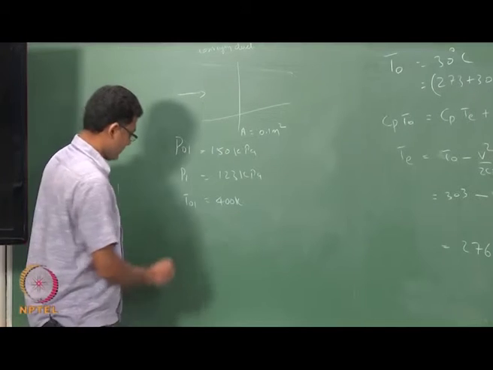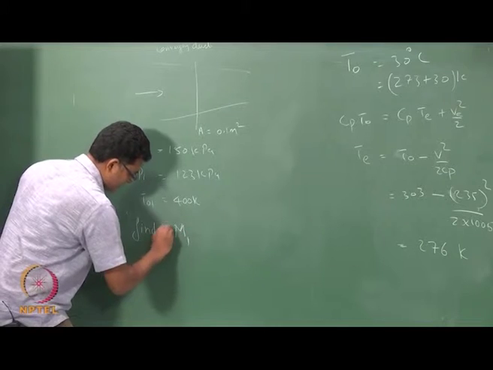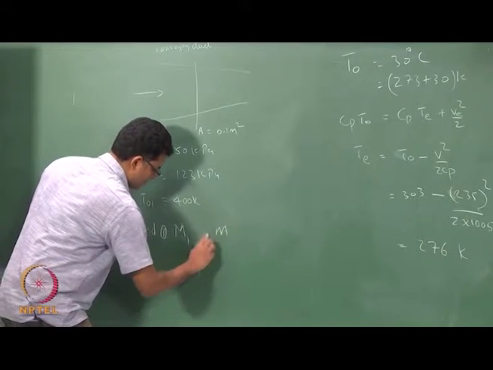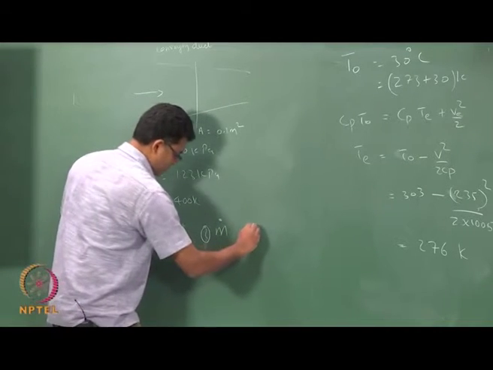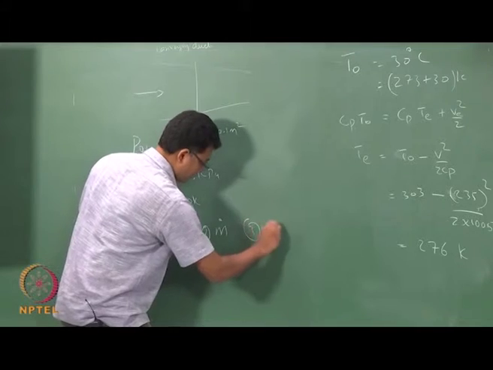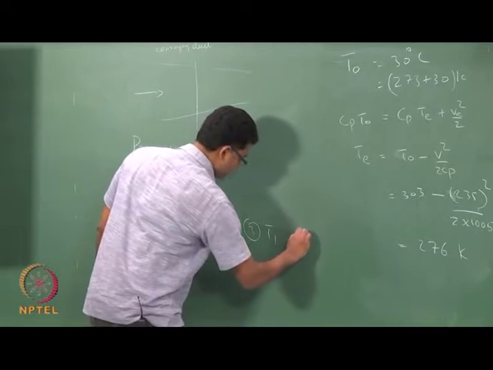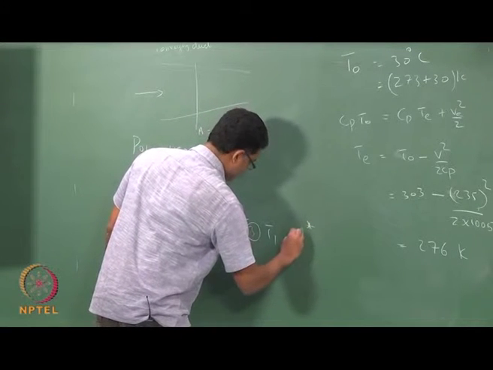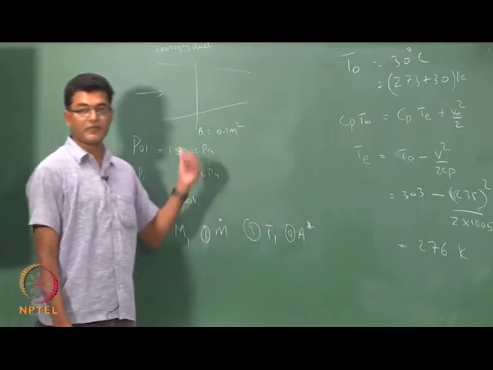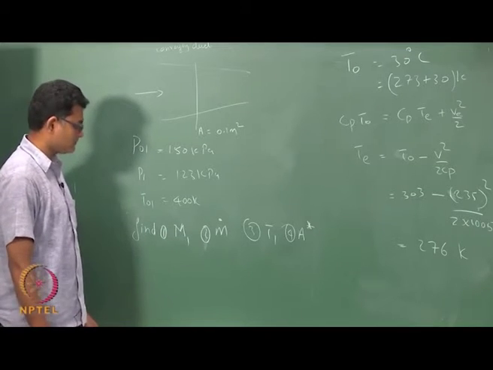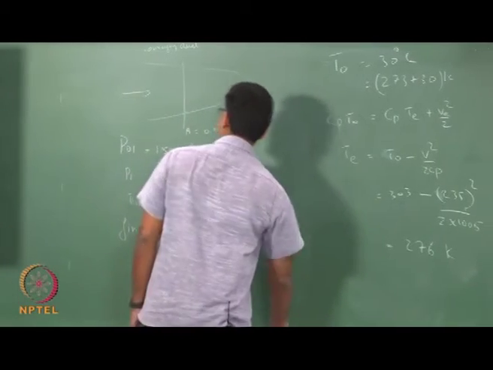With all those assumptions, find your Mach number at section 1, your m dot, the temperature at section 1 and your A star. We will try to understand the meaning of A star from this particular problem. So, assume air.